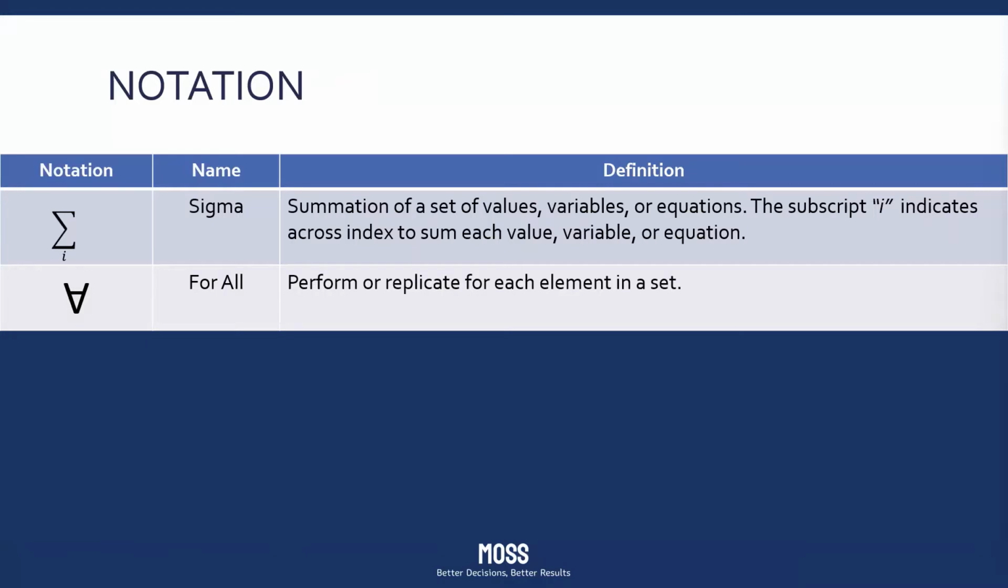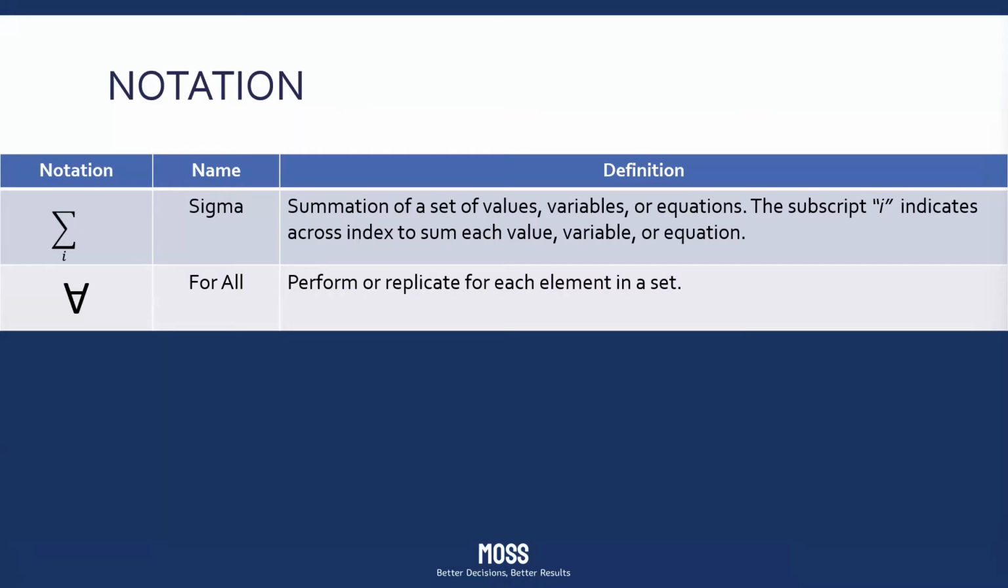So a pretty simple example, if we had a set of numbers, we'll call that set X, and in that set we had the numbers 1, 3, and 5, and we wanted to sum all of those numbers up, which would be 9, you could write sigma X, and that would basically read as sum all the numbers in the set X. The next notation is this weird looking upside down A, which is called for all.